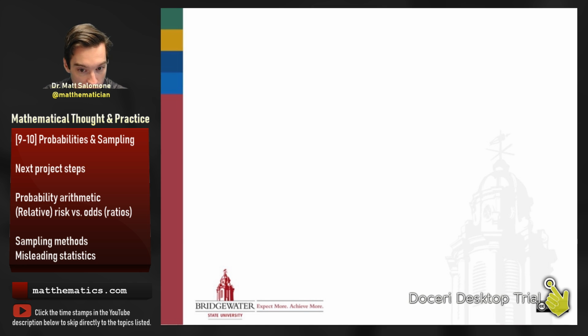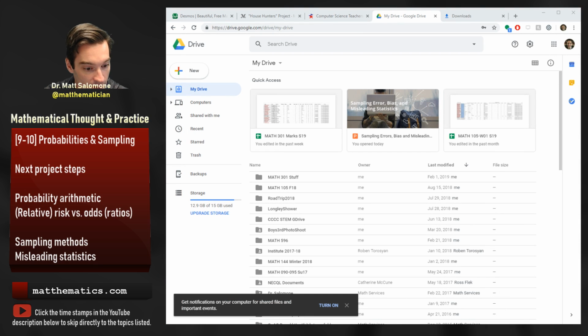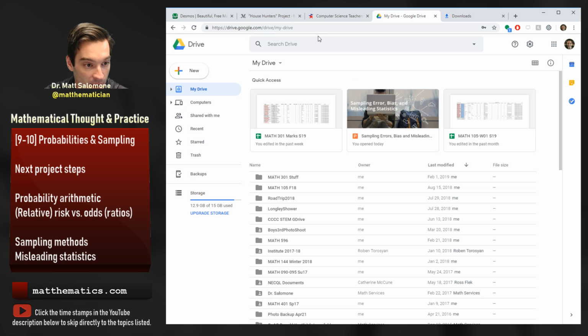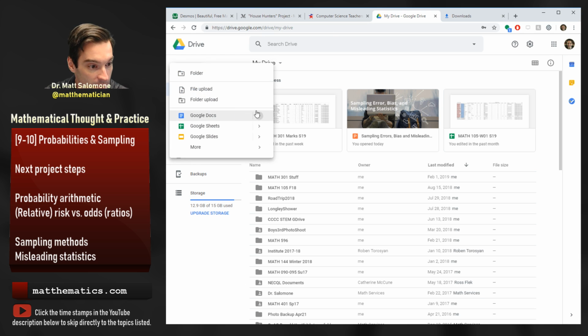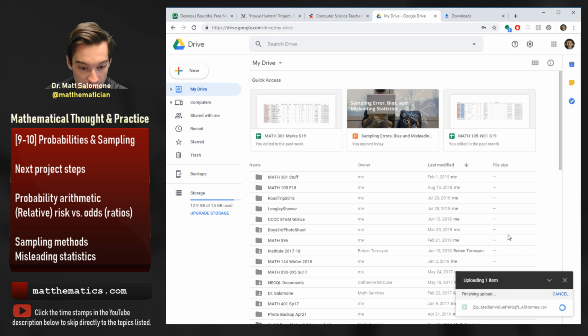So I'm just going to log into my Google account, and let me get back into the browser. All right, so here's how I'm going to do this. I downloaded my Excel file, and I'm going to upload it into my Google Drive. So here it is, mean value per square foot, all homes. That's the file that I downloaded off of the Zillow research site.